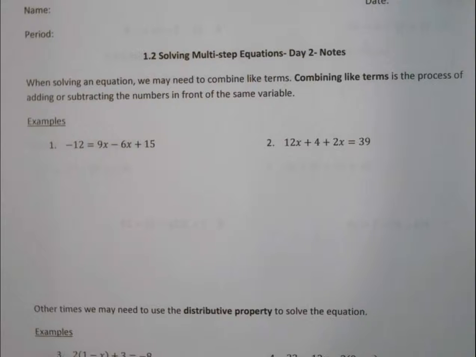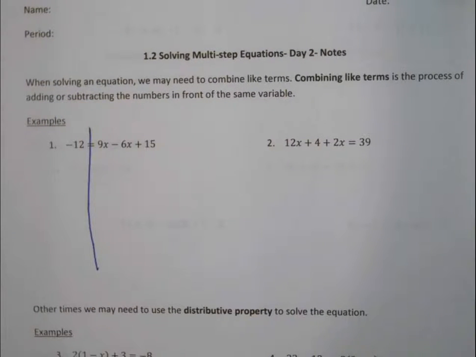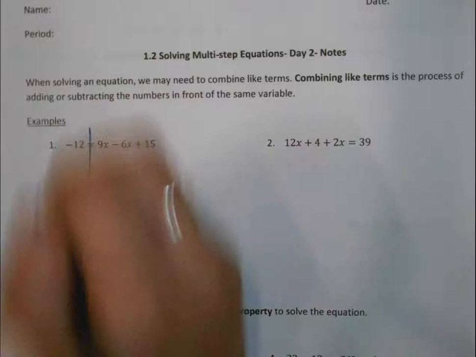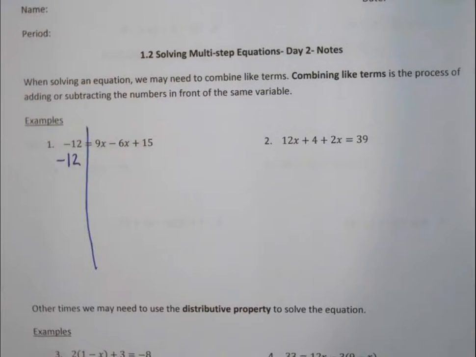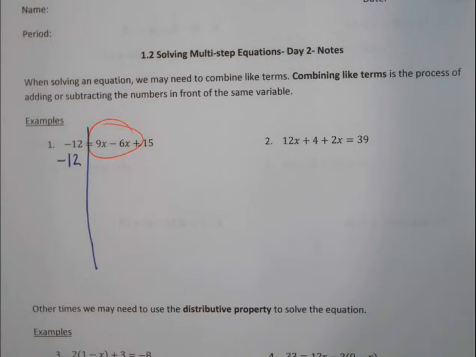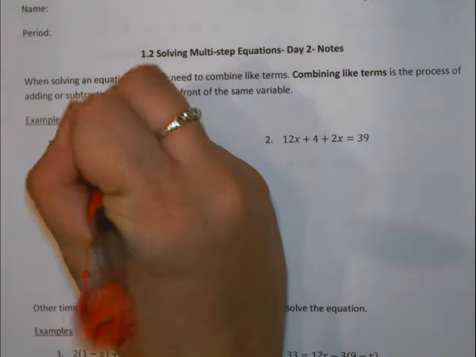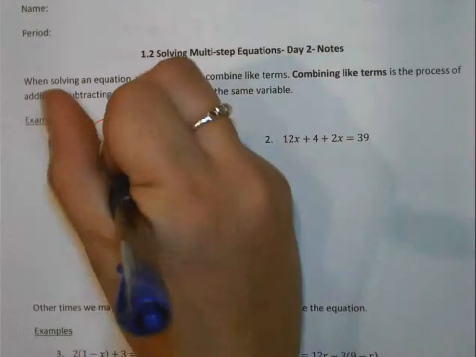What I want to do here is I am going to see things that have something in common. So I'm still going to draw my line on the side, but before I even start moving things over, I'm going to just see what I can put together. Can't do anything on the left side, so it just stays negative 12. Over here on the right side, I have a positive 9x and negative 6x. 9 minus 6 is going to give me 3x, and then that 15 is just going to stay right where it is for now.